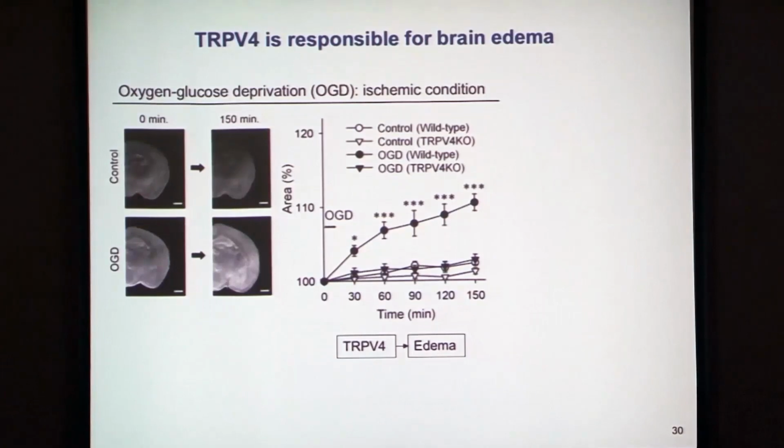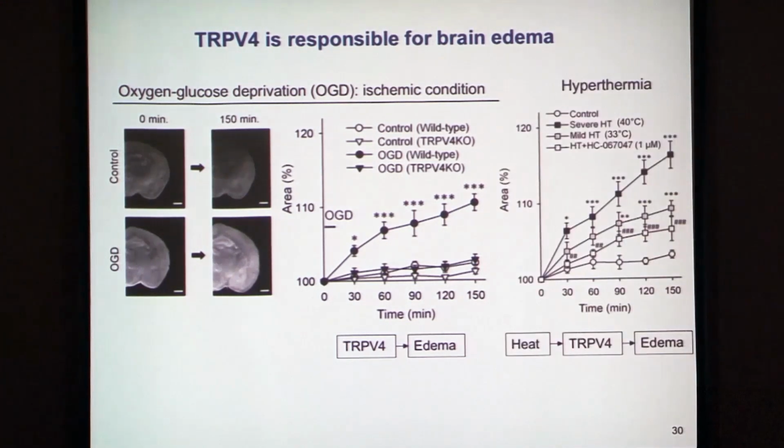We first investigated the contribution of TRPV4 to brain edema. This clearly shows that the ischemic condition, by applying oxygen glucose deprivation, resulted in the swelling of the brain size, and this does not happen in TRPV4 knockout mice, suggesting that TRPV4 contributes to edema. But where does the heat come from?